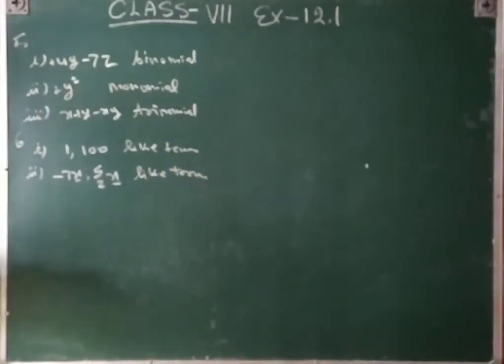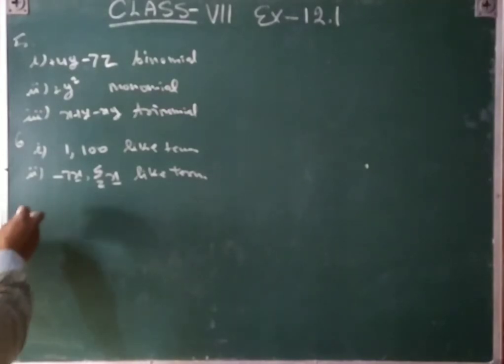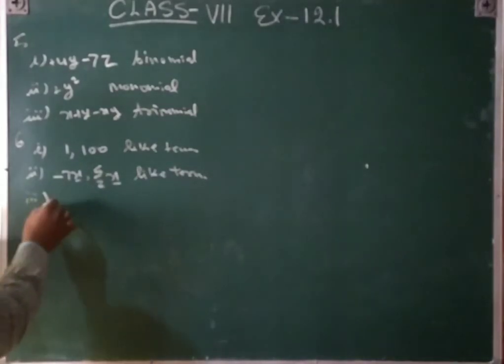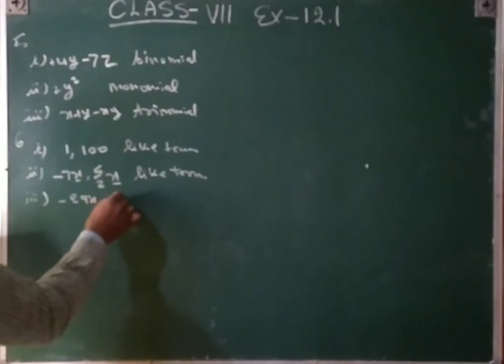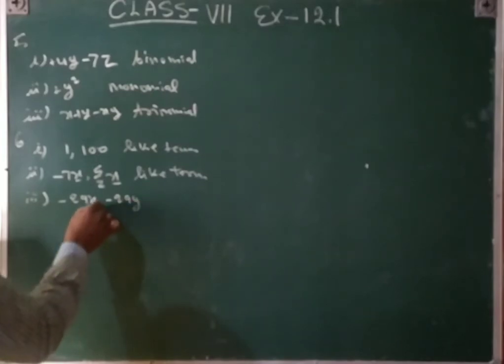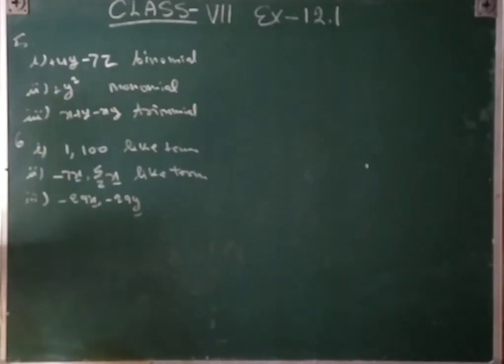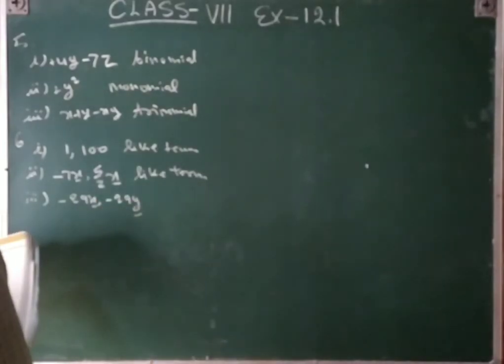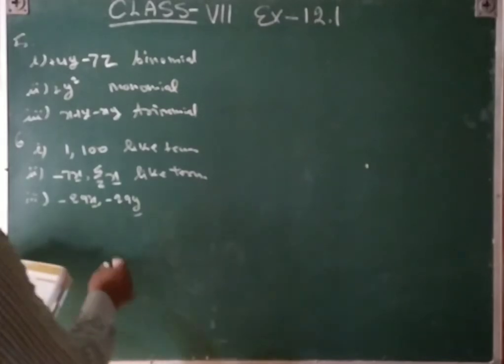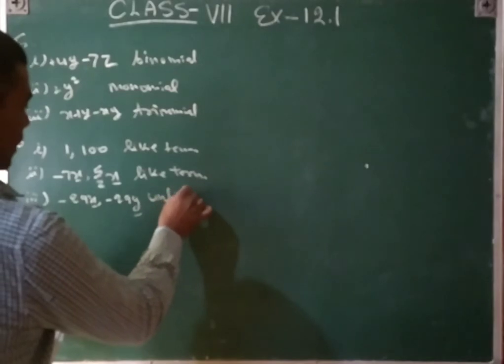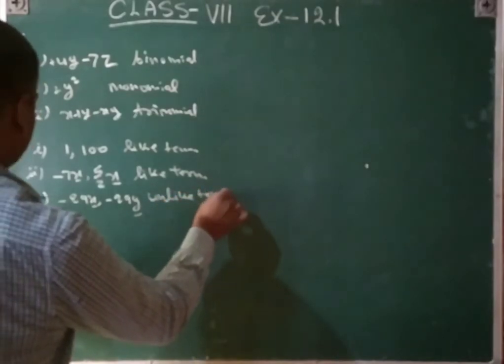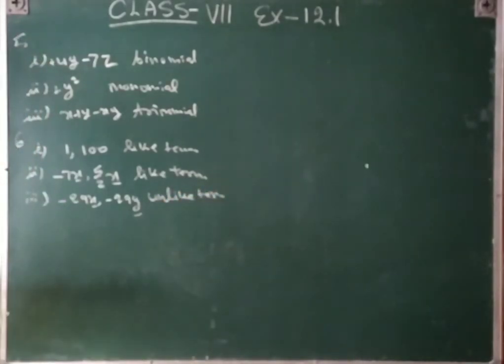And then next, the third part, that is minus 29x comma minus 29y. So here we are looking at different variables. So that is an unlike pair. We can't add or subtract these. So that is unlike terms. And then similarly you can do the seventh question.